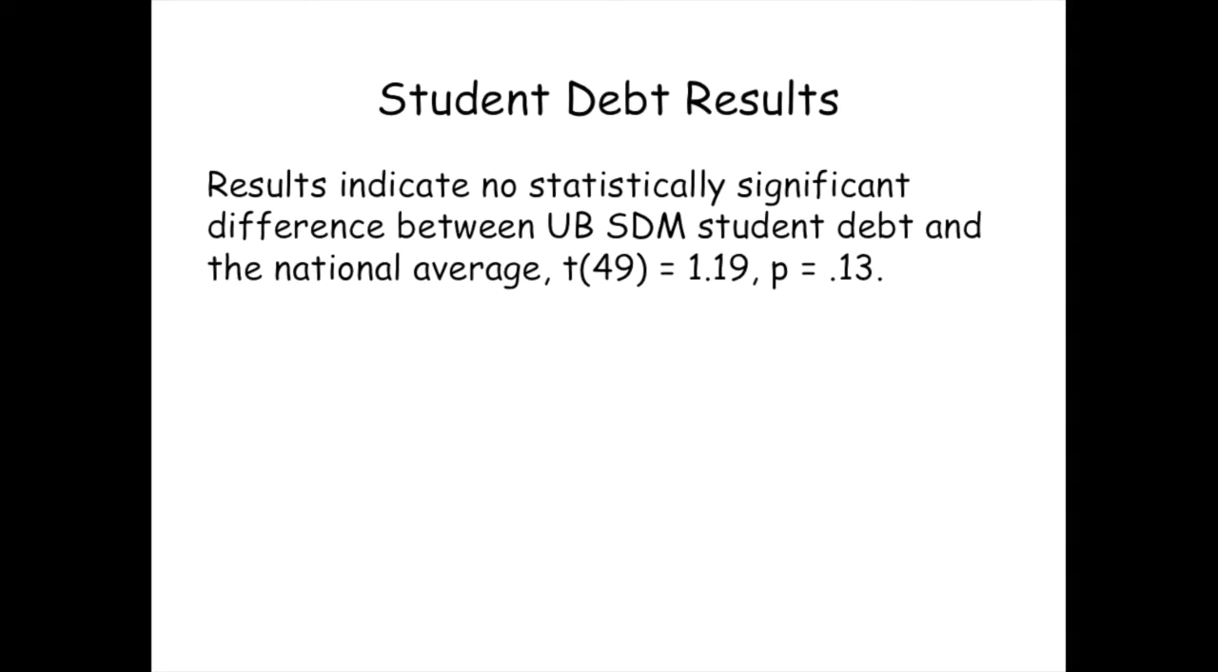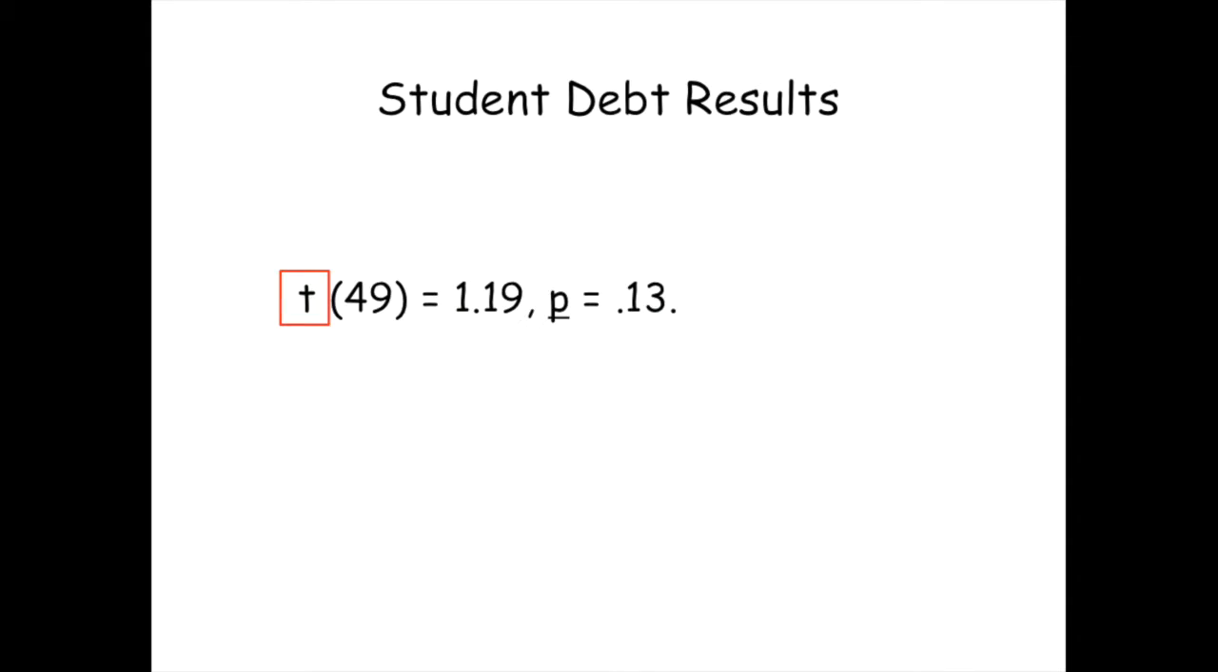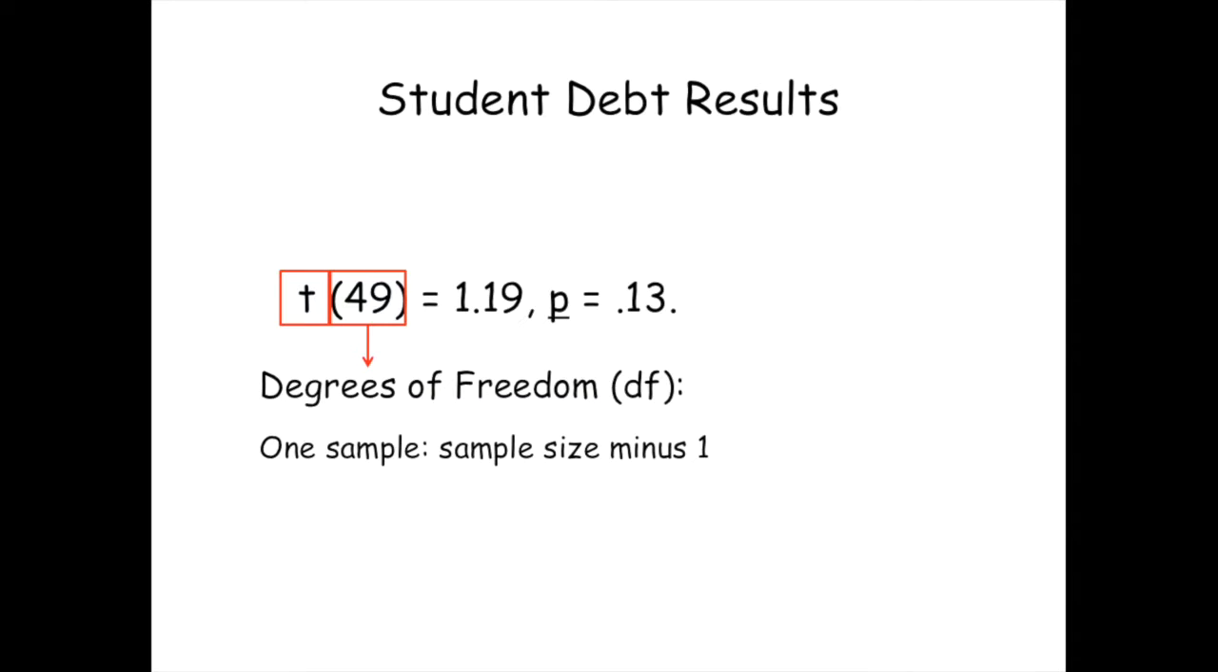She found no statistically significant difference between her sample mean and the national average, which means that the null hypothesis was not rejected. The decision was made on the basis of the statistics reported at the end of this sentence. So let's look at this information more closely. The letter t indicates that this was a t-test. Next is a number that represents the degrees of freedom for the test. The degrees of freedom is related to sample size. For a one-sample t-test, the degrees of freedom is equal to the number of subjects minus 1.